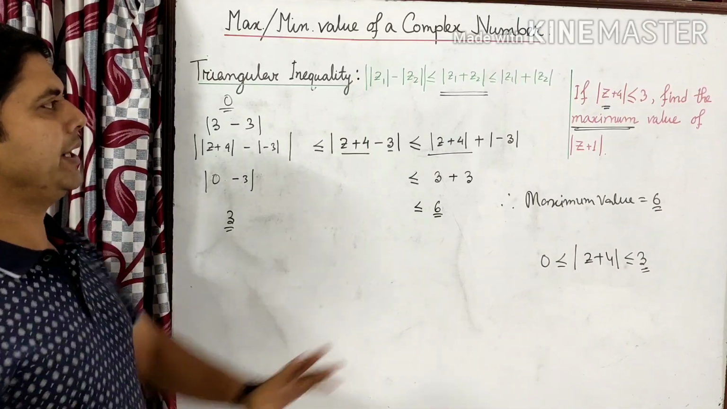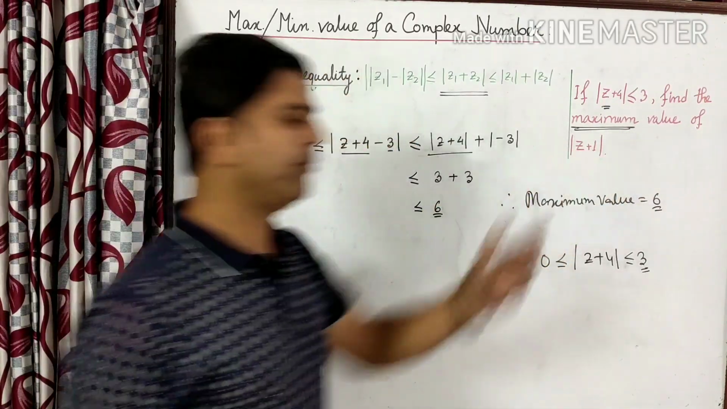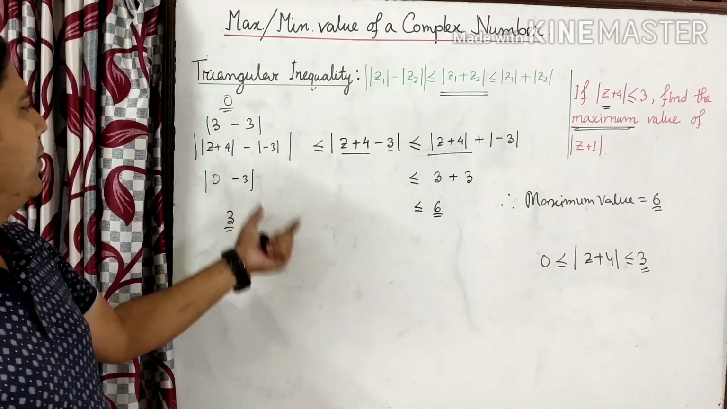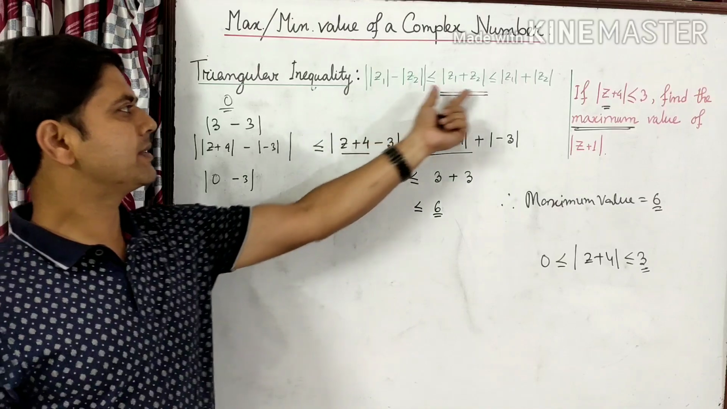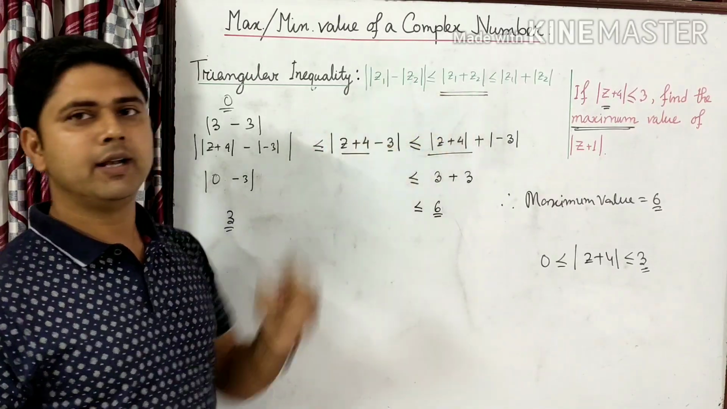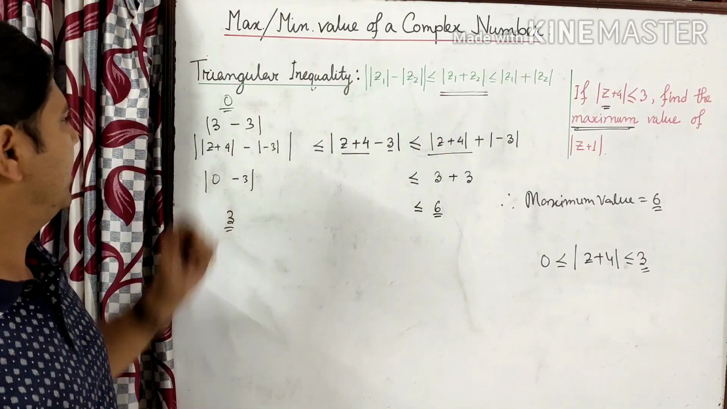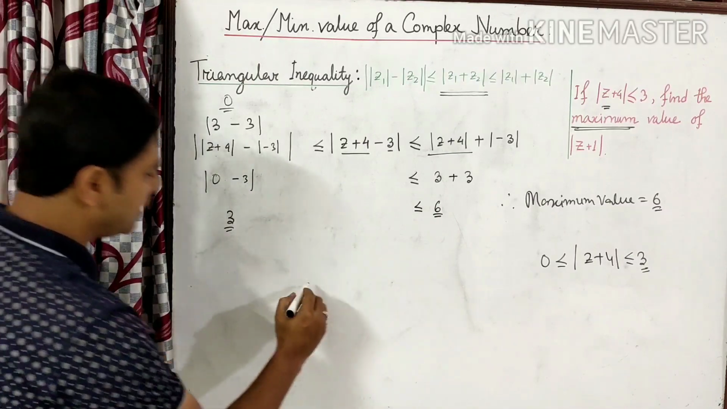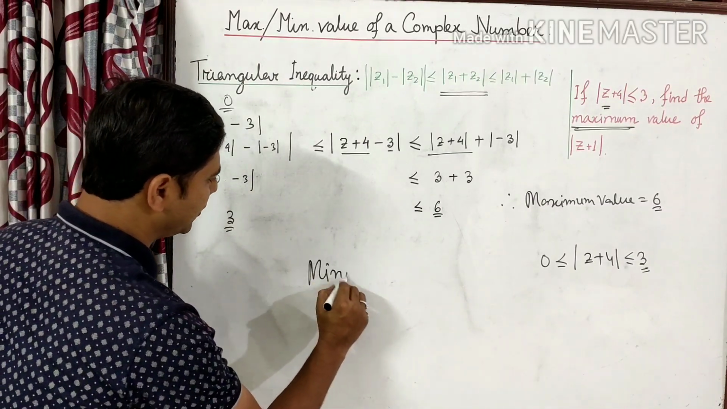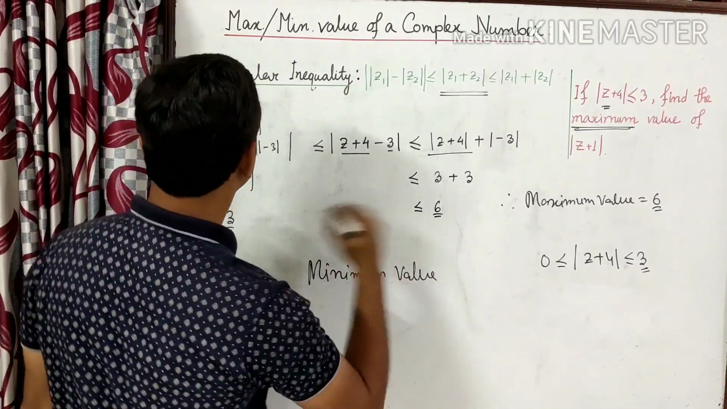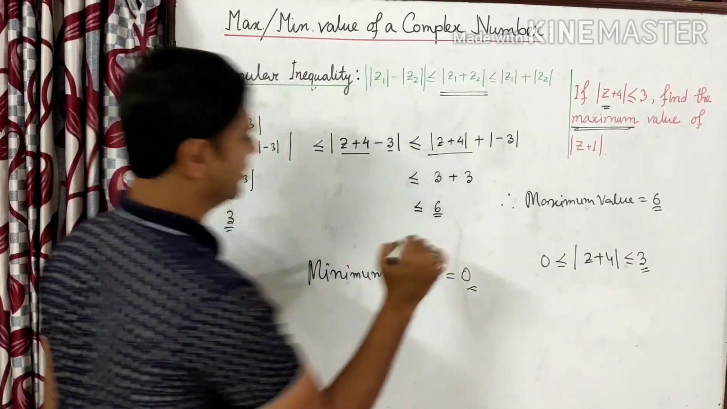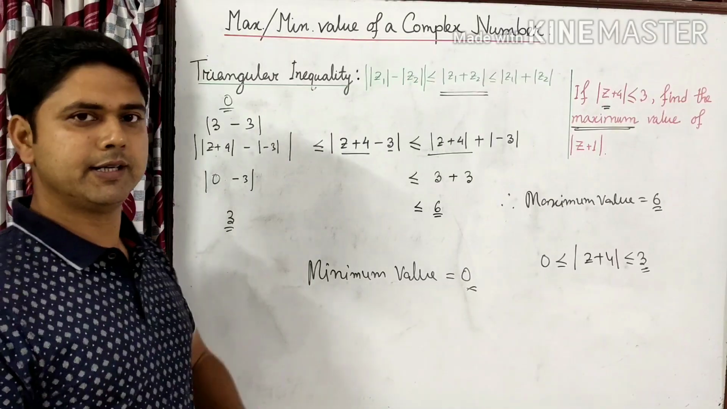Then tomorrow a question may be given like this: find the minimum value of mod of z plus 1. Then you can find it by using the left hand part of the triangular inequality. Therefore, what is the minimum value? The minimum value of the complex number is equal to 0. That is the answer. Clear?